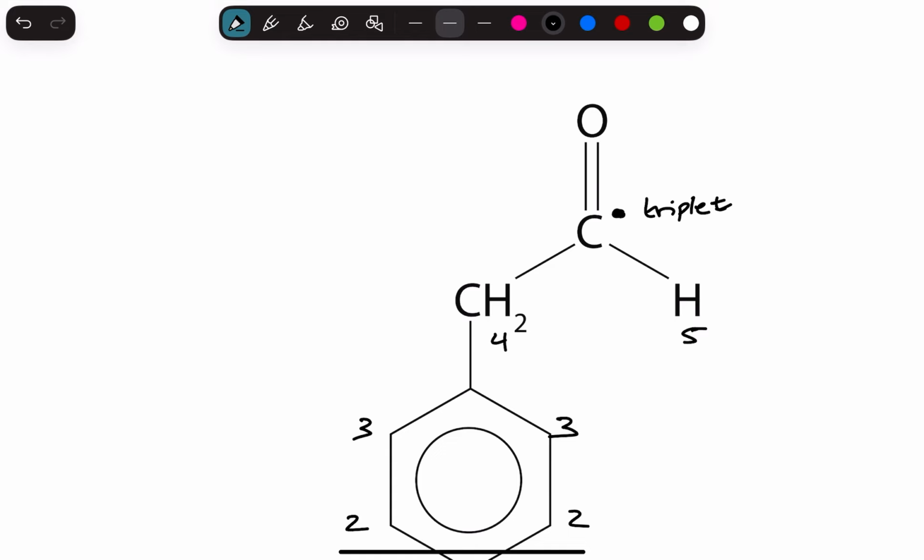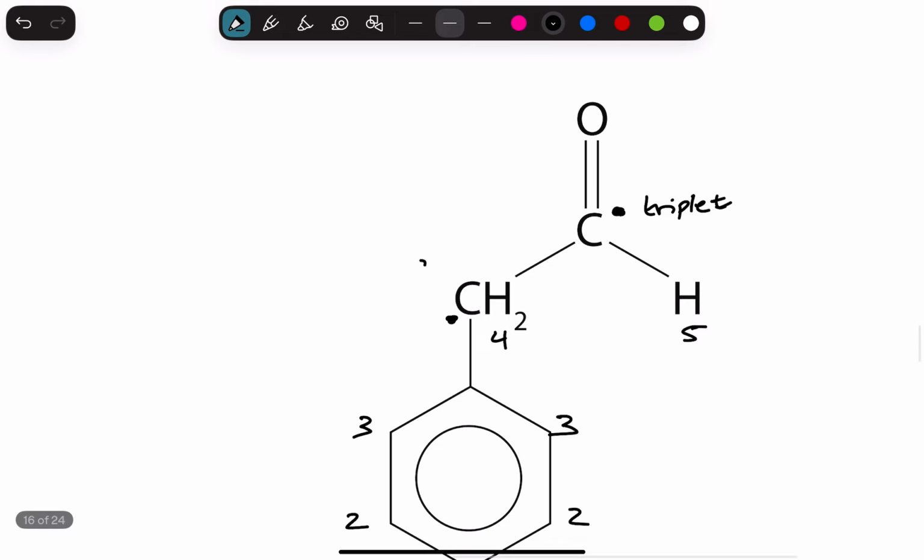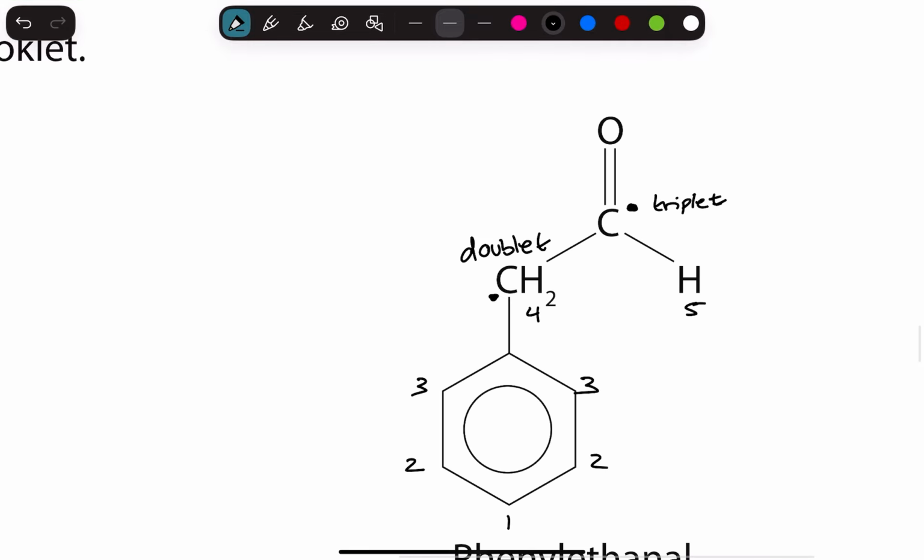And then you have this carbon here. Same principle: you look at the carbon adjacent and you see how many hydrogens are attached. There's 1 hydrogen there, which means you add 1 using the n+1 rule to get a doublet. So this one would produce a doublet here. And remember, this carbon here isn't attached to any hydrogen, so you can just ignore that.